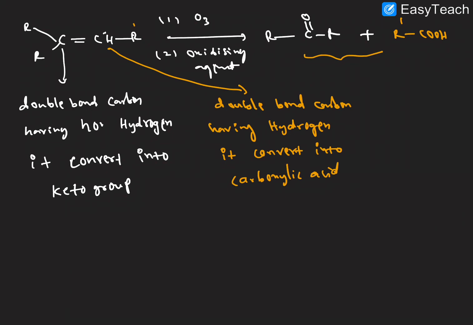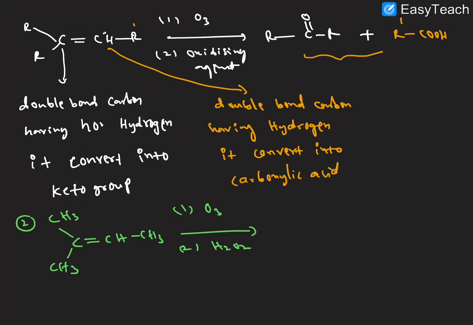Let's discuss one more example, example number 2. Here, same, you can take CH, here CH3, and here CH3, and use first O3, second H2O2. So what is the product here? A ketone is forming, and then acetic acid is forming. So this is the product, right?